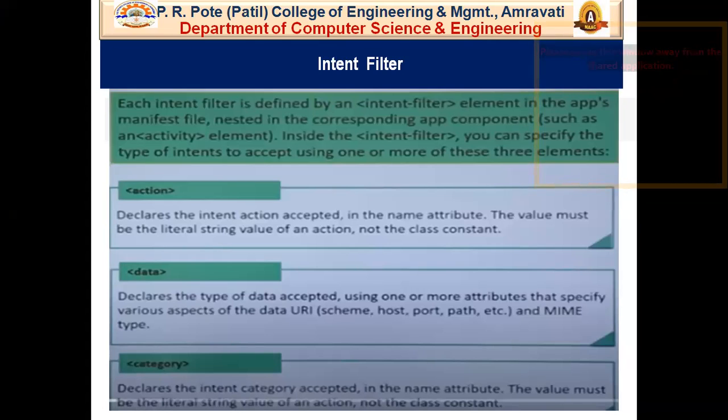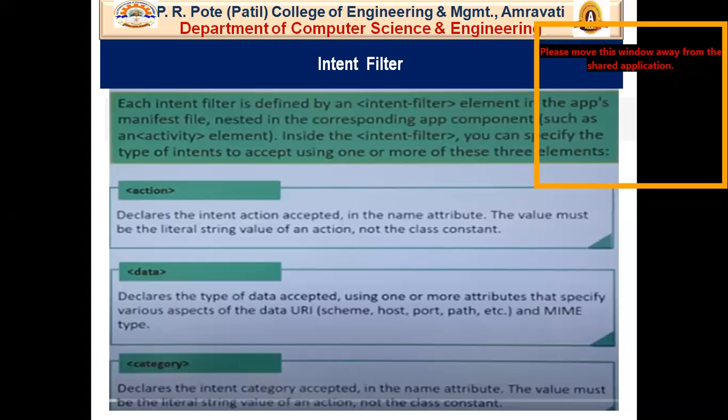It means that you can specify either an implicit intent or an explicit intent, because intents basically have two types, explicit and implicit. So inside this intent filter, you can specify the type of intents to accept using one or more of these three elements. Which three elements? Action, data, and category.